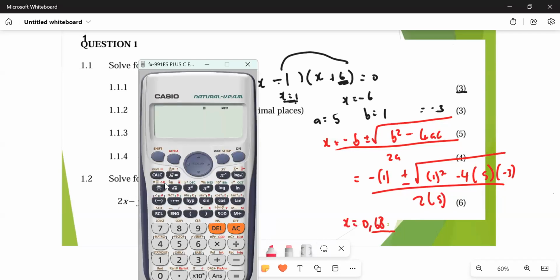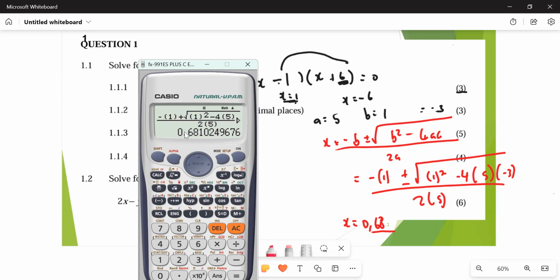So we type this as root, then minus, open bracket, 1. We're supposed to open the bracket first. Open bracket 1, close the bracket, plus root 1 all squared, minus 4 multiplied by 5, multiplied by minus 3, all over 2 multiplied by 5 equals 2.